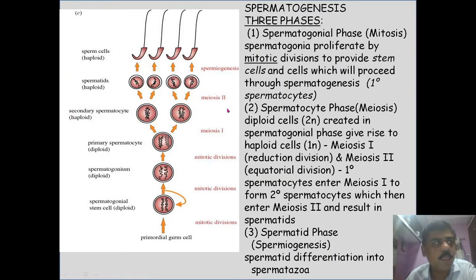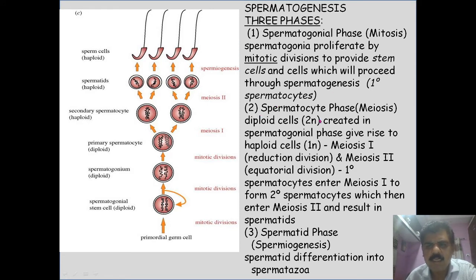During spermatogenesis, there are three phases. One is the spermatogonial phase, or the mitosis phase. In this phase, the spermatogonia proliferate by mitotic divisions to provide the stem cells and the cells which will proceed through spermatogenesis, that is, the primary spermatocytes.